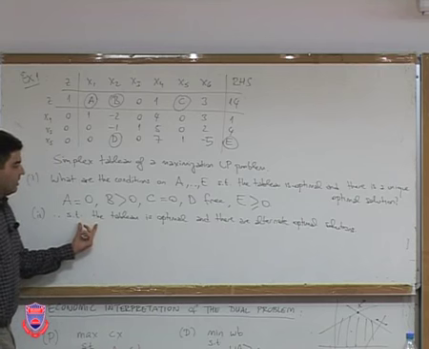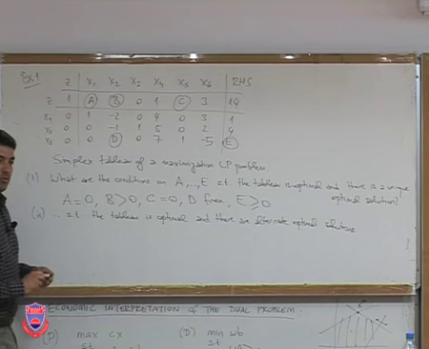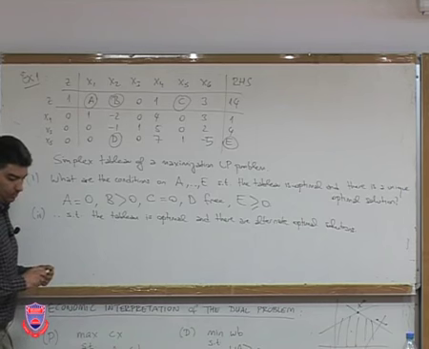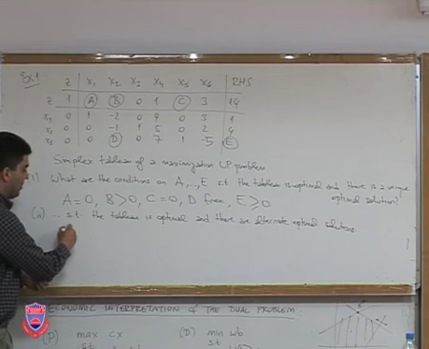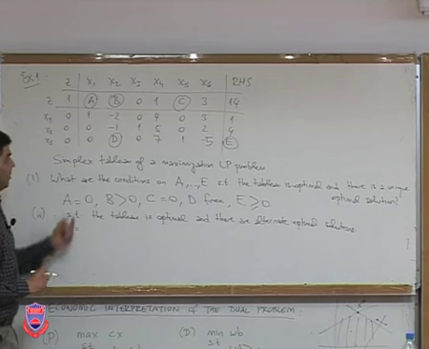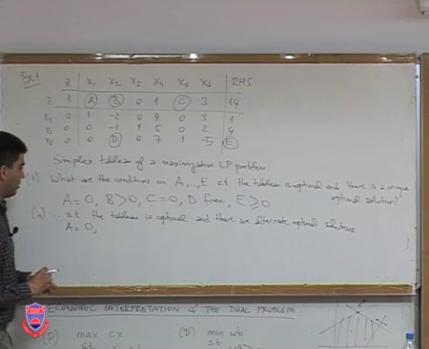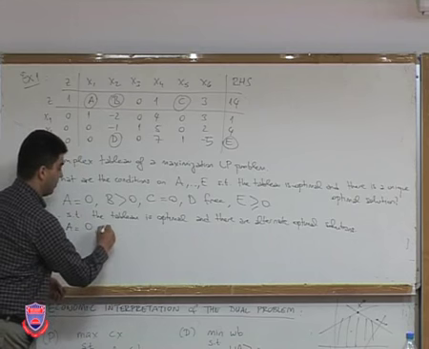So what are the conditions on A through E such that the current tableau is optimal, but there are alternate optimal solutions? Well, let me again start with A. What is the condition on A? Well, A should always be equal to 0. If this is a simplex tableau, A should always be equal to 0. What about B?